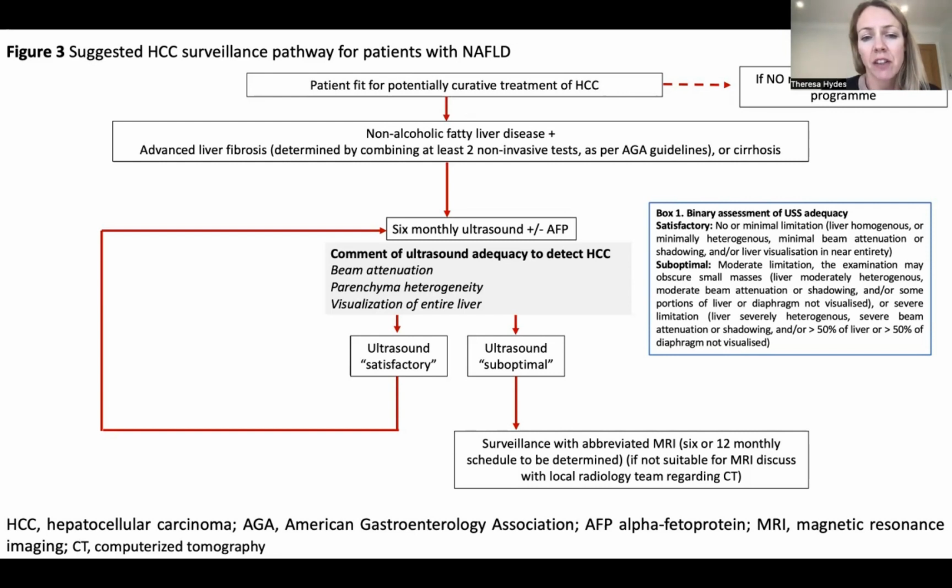It has been essential that the radiographer comments on the ultrasound scan adequacy to detect HCC, so considering beam attenuation, parenchymal heterogeneity, and visualization of the entire liver. And this is explained in more detail in box 1. The radiographer then makes an assessment of whether the ultrasound scan is satisfactory, in which case 6-monthly ultrasound scan repeats itself, or suboptimal. If a patient has a suboptimal ultrasound scan, we suggest that you then perform surveillance with an abbreviated MRI scan, although the optimal timing of this is yet to be determined by ongoing trials.